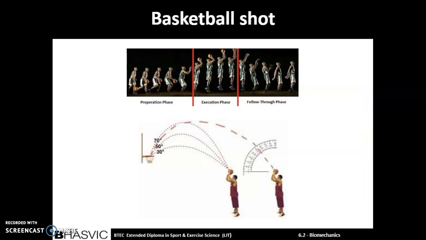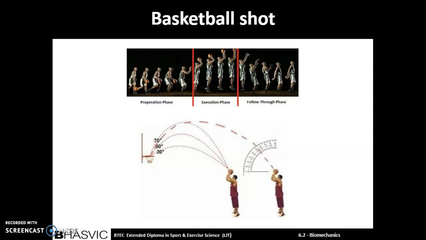The basketball jump shot is often considered the most important shot in basketball, as it is very difficult to defend against and it allows players to score from a long distance. For elite athletes, this type of shot is complicated, so it becomes like second nature to them. During a basketball jump shot, just like the netball skill, there are three main phases.